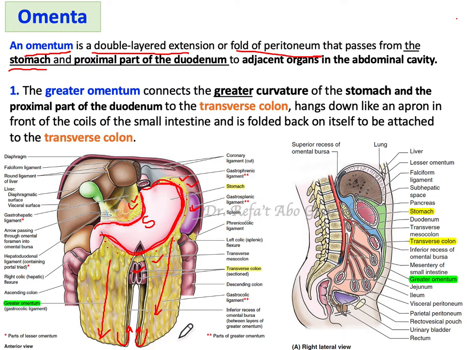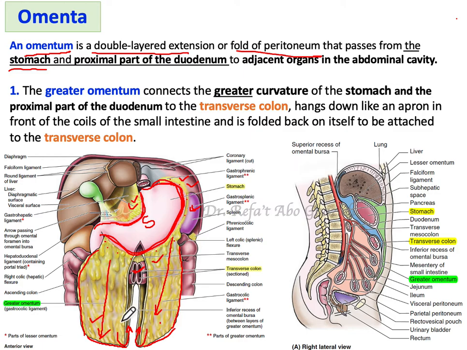Listen, the lower margin or the lower part of the greater omentum is free, and also the left border and the right border are free. So it moves freely in the abdominal cavity, and it's known as the policeman of the stomach. We'll talk about that in another video about the clinical significance of the greater omentum.